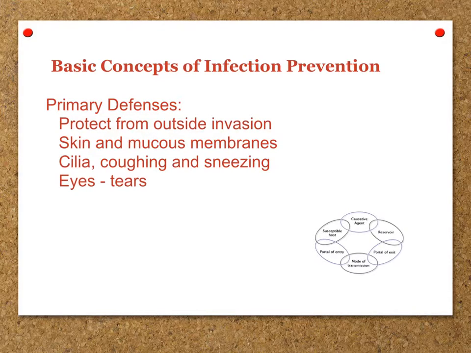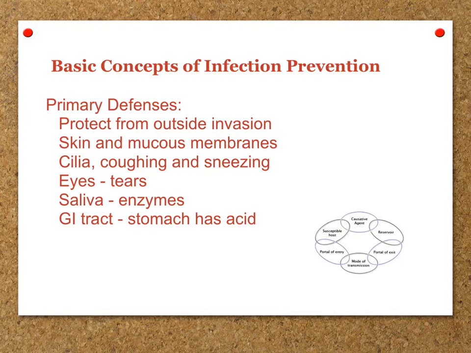Your mouth. You actually have a lot of germs in your mouth, I'm sure you know that, but saliva contains enzymes that prevent pathogenic bacteria from multiplying. The GI tract. Now, the stomach has a lot of acid, and that will kill a lot of your bacteria. The intestines have a lot of resident flora, and left to their own devices, they'll sort of crowd out the bad bacteria.